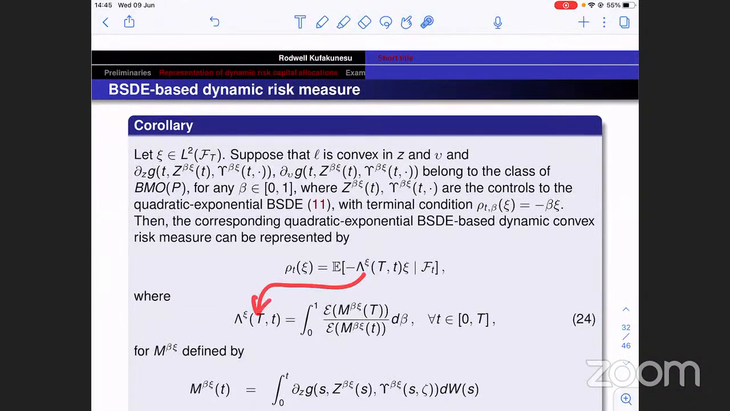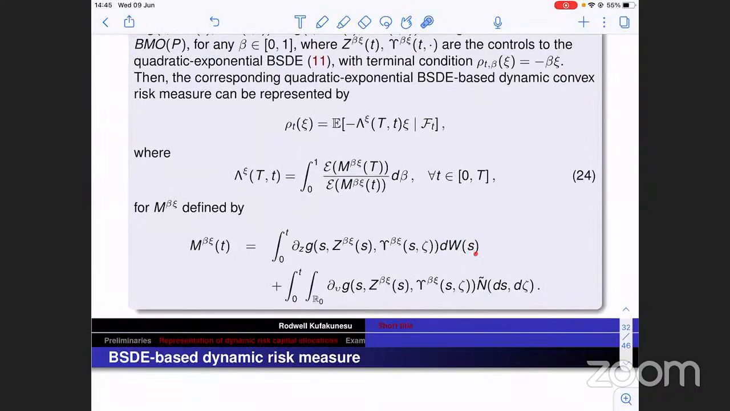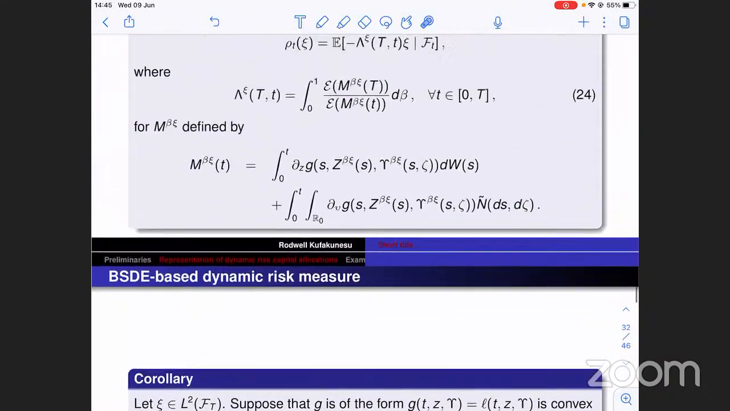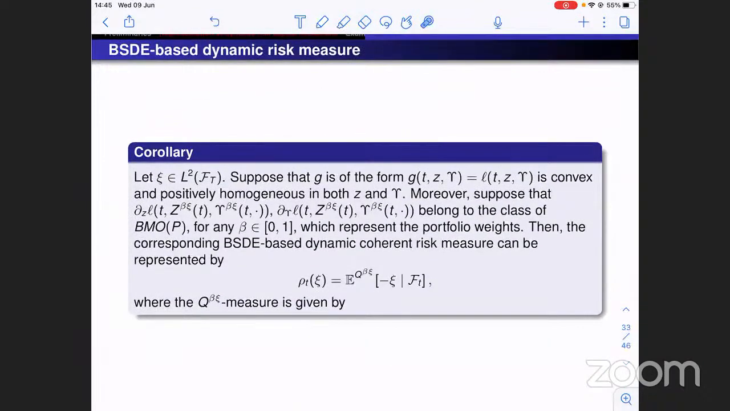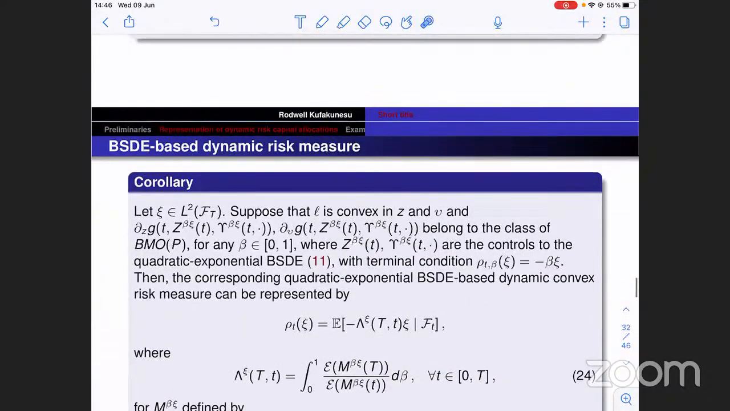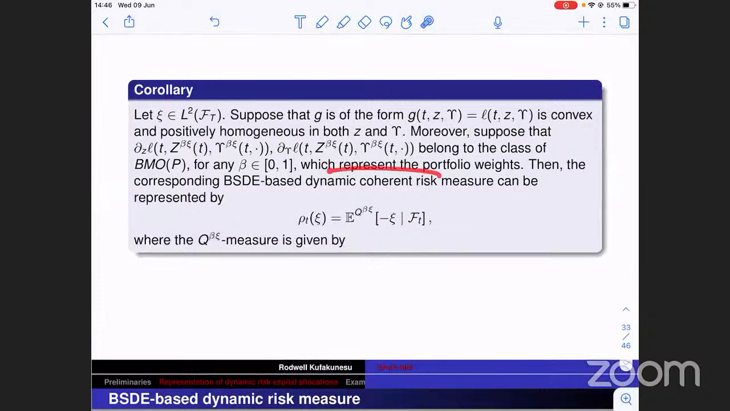So this will come here, and our M is defined by that. And also there is another corollary which comes from there that is almost similar in measures. Then the backward stochastic differential with coherent risk. This was referring to dynamic convex risk, and this one is referring to dynamic coherent risk.